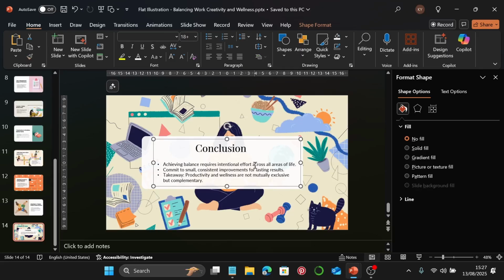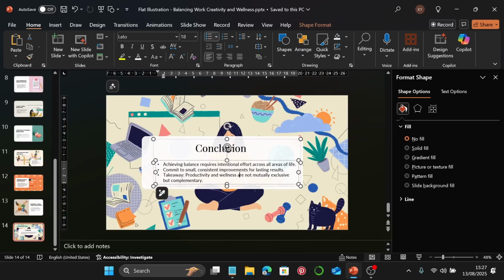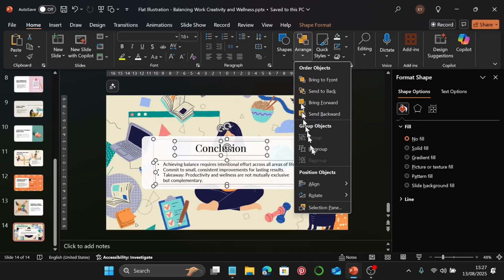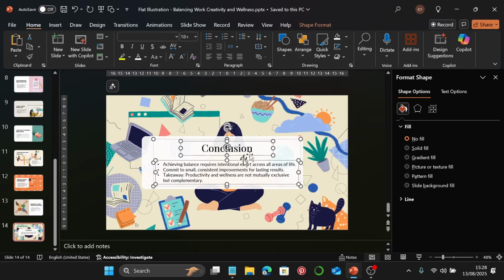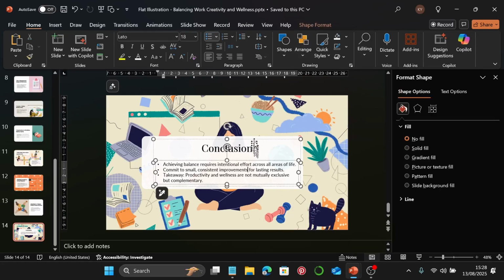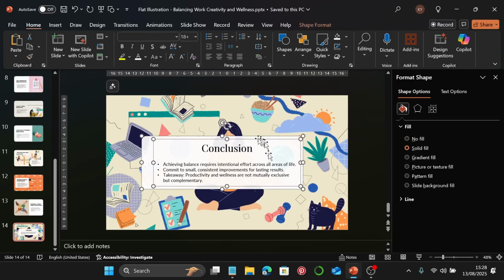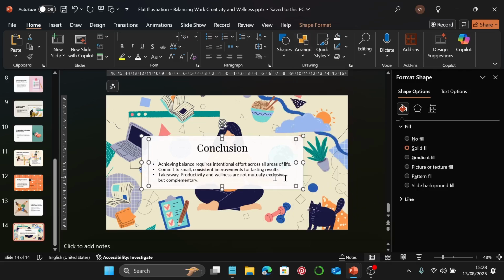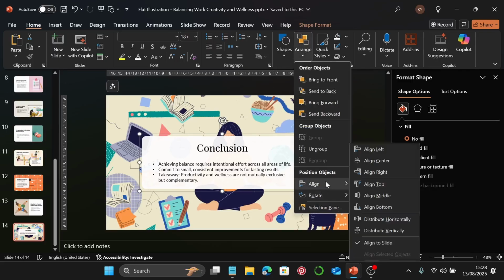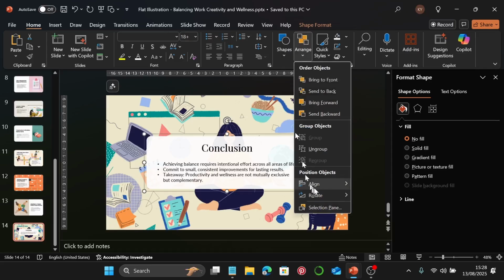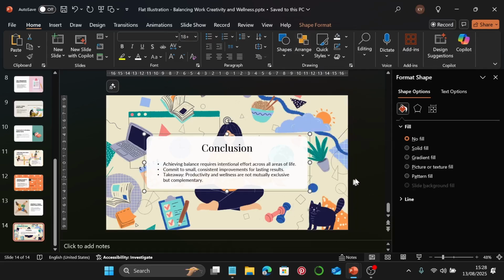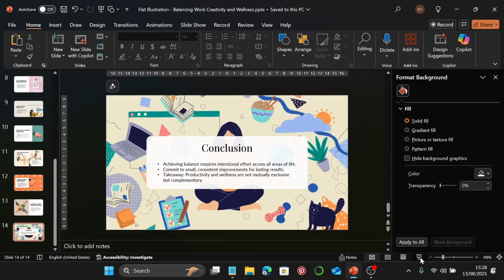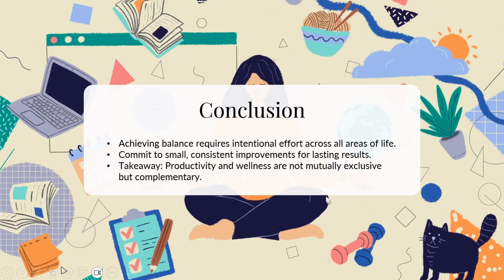I'm going to group them, and I'm going to select these two, go to arrange, align center, and select this group and the rectangle, arrange, align center, once again align middle, and then group. Then go to arrange, align to center, and then align to middle. And we are done with this slide. Let's see it in the slideshow. And yeah, this is it.